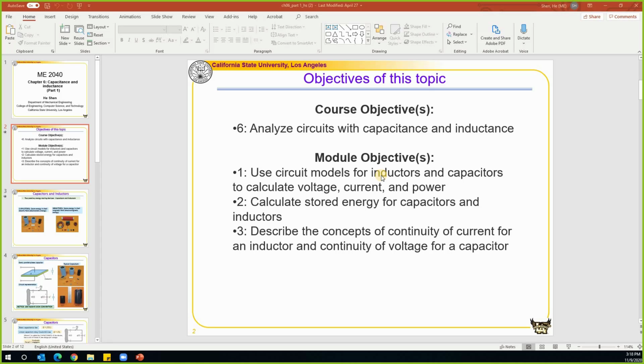We're also going to learn how to calculate energy stored in capacitors and inductors, and how to describe the concepts of continuity of a current for an inductor or continuity of a voltage for a capacitor.